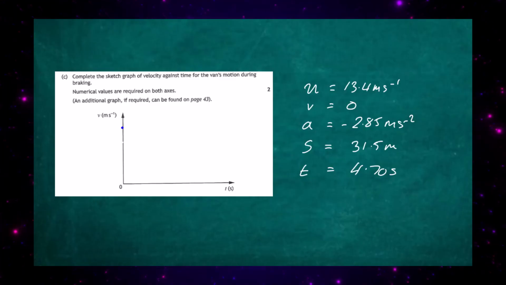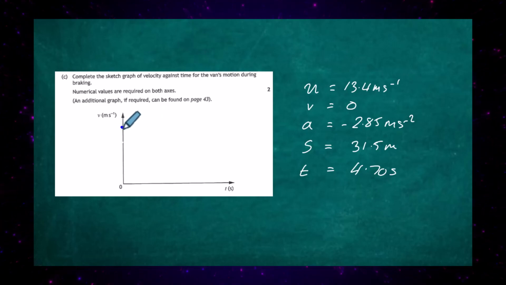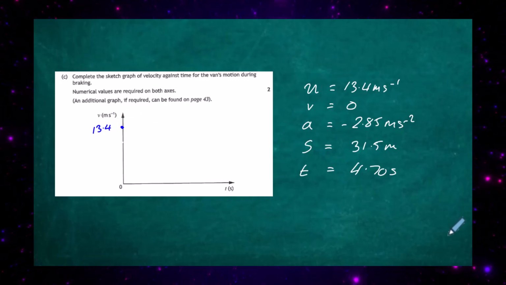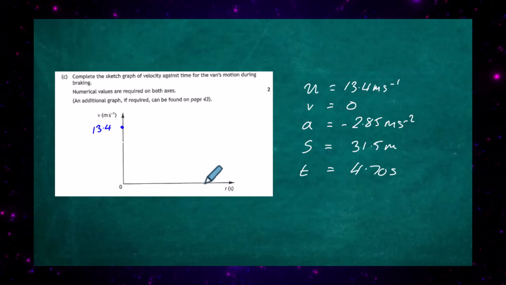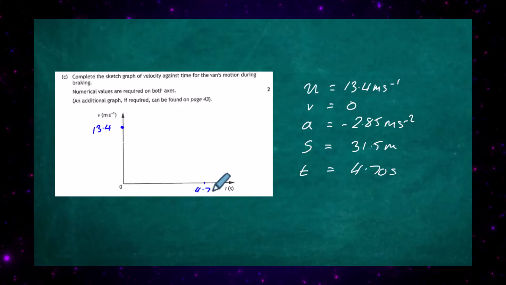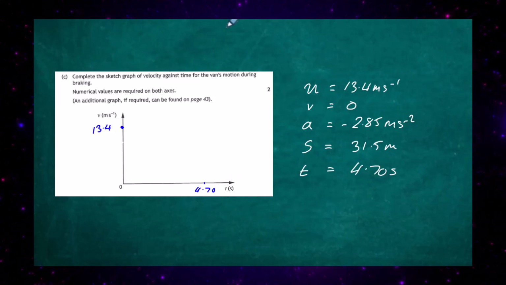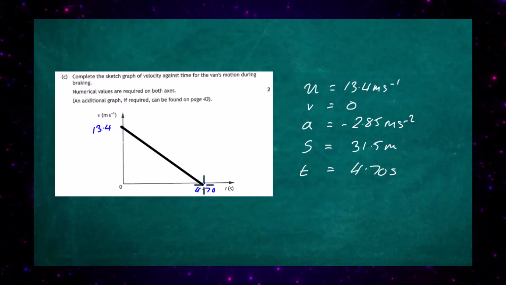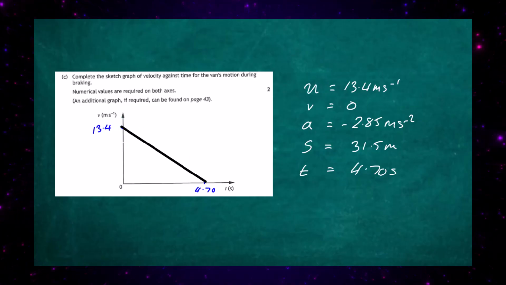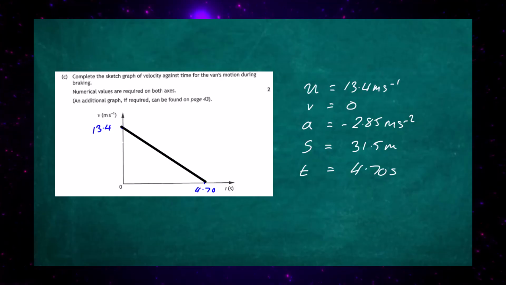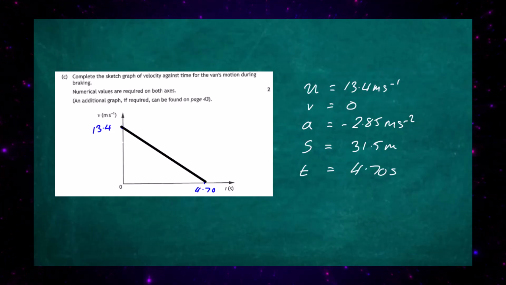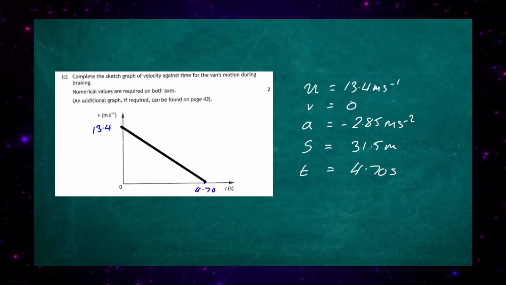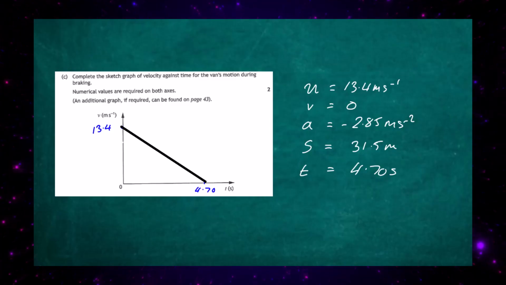We start with the initial velocity, so we put a point up here, and that's 13.4. Then when we get to a time of 4.70 seconds, we label that here as 4.70 seconds. Then all we have to do is draw a straight line, starting at 13.4 and going down to the final velocity of 0. So the graph is a straight line with a negative gradient, which goes along with our acceleration, minus 2.85. That will be the value of the gradient. So that's the graph drawn.